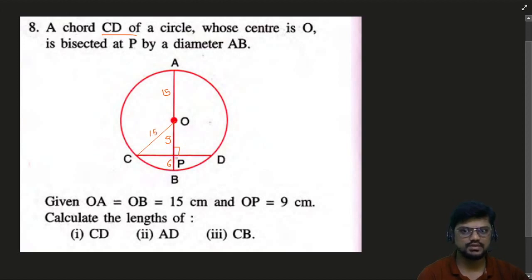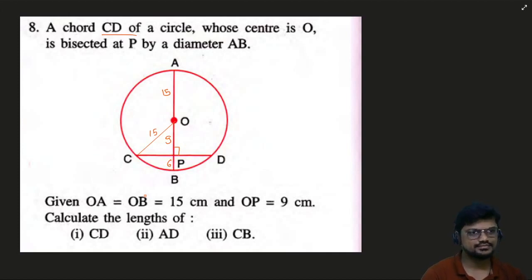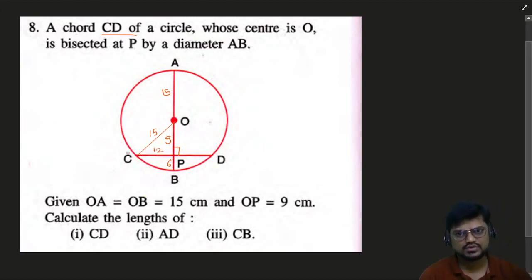So what will CP be? 225 minus 81, that is 144. So 12 centimeters. So the value of CD will be how much? CD is double of 12, that is 24.